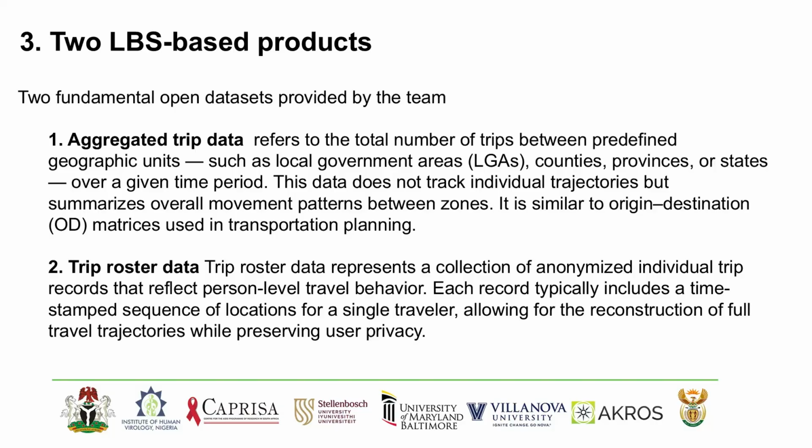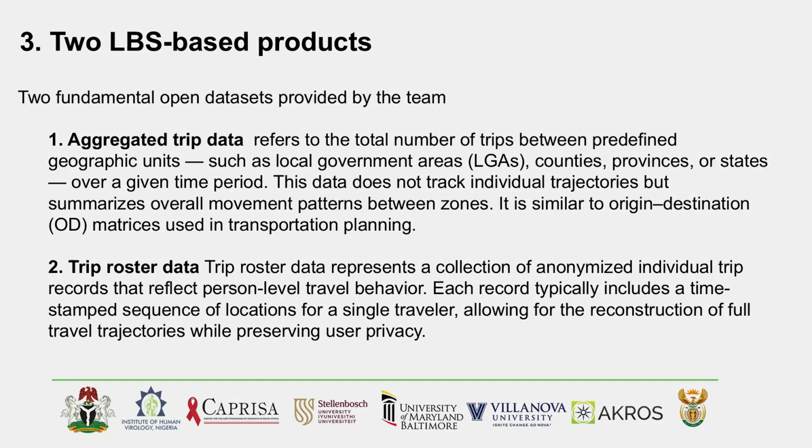The second product is the trip roster dataset. This contains anonymized person-level trip records showing when and where individuals traveled throughout the day. Each record includes a time-stamped sequence of locations, allowing us to reconstruct full travel tours, while still preserving user privacy. Together, these 2 datasets give us both macro-level movement flows and micro-level mobility behavior, making them valuable tools for research in public health.